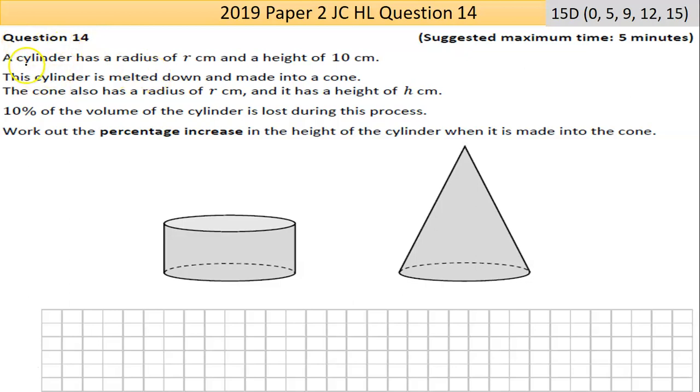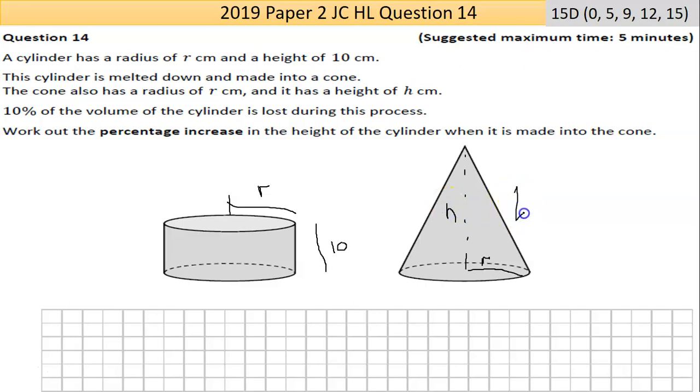But question 14 here, assuming you're back, says a cylinder has a radius of r centimeters. So the radius from here to the outside is r, and it has a height of 10. So that height there is 10. This cylinder is melted down and recast into a cone. This cone also has a radius of r, so it's the same radius, using the same variable. That's r, from here to here, and it has a height of h. So that height there is going to be h.